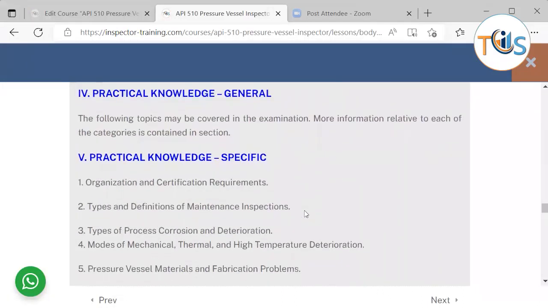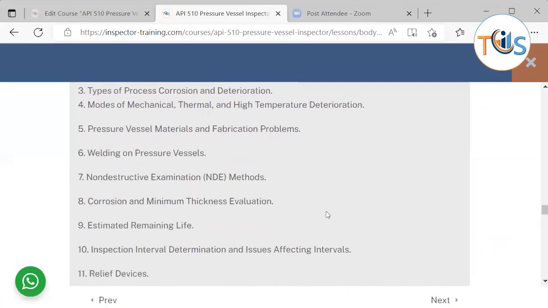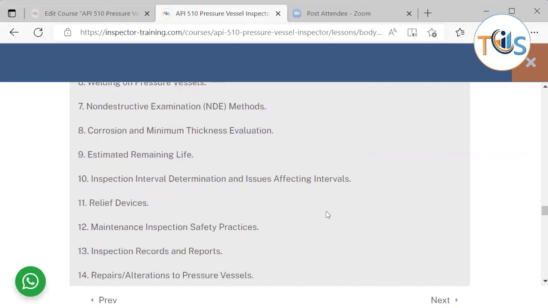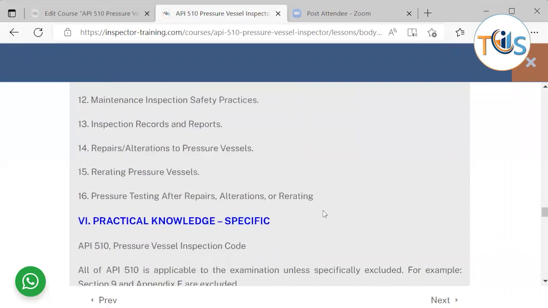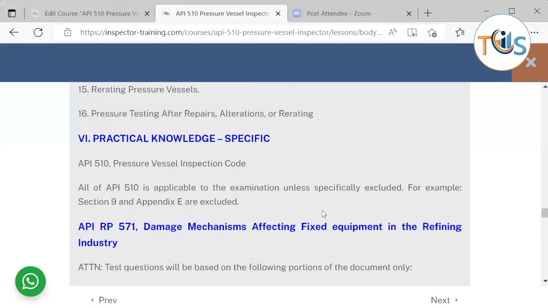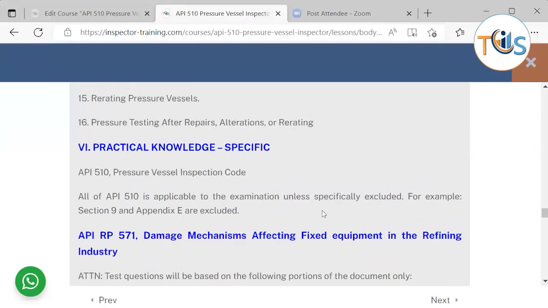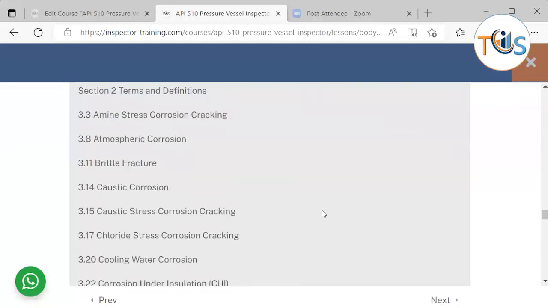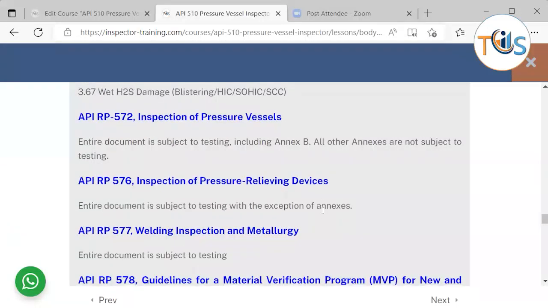You should also know about some practical knowledge, general practical knowledge and specific practical knowledge. So general, as an API inspector, we bring lots of examples so you get the hang of it. And specific, about which lots of questions are coming, at least 20 questions coming from here, is the organization, certification requirements, types of inspection, corrosion and deterioration, welding of pressure vessel material, and these are all sort of practical questions that are coming from codes, recommended practices, estimated remaining life, safety practices, reports, records, rating, and in the following modules we'll talk about them. And then a specific one about API 510, and then the damage mechanism, and inspection of pressure vessels.